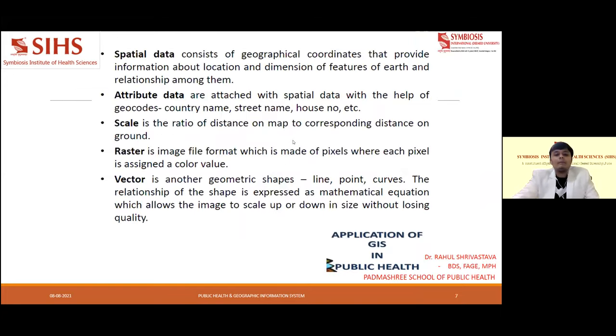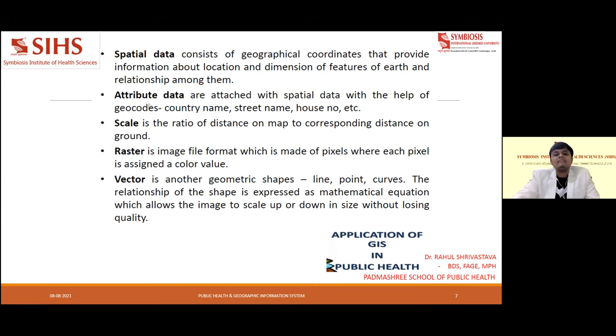Now, before going to the next part of my slides, there are a few terminologies we must understand to understand the examples. So what is spatial data? Spatial data consists of geographical coordinates that provide information about location, number one. Number two, it also provides information about the dimension of features of Earth and the relationship among them.